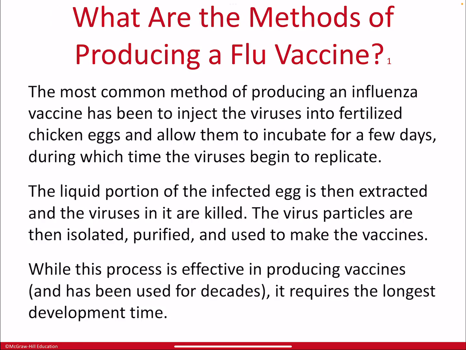And the most common method of producing these vaccines is to inject the virus into fertilized chicken eggs, allow them to incubate for a few days. The virus will begin to replicate, and then the liquid portion of the egg is extracted. The viral particles are isolated, purified, and that's how we get those viral particles to make the vaccine. And what happens is you get injected with viral particles, not the actual virus itself, and so your immune system will recognize these particles, build up an immunity to it, and then if you ever get the actual flu, maybe you'll fight it off before you get sick.